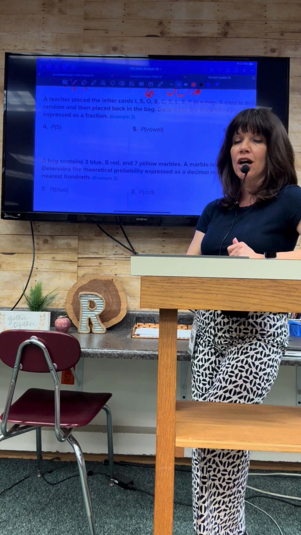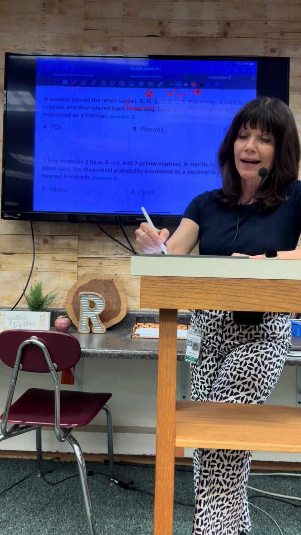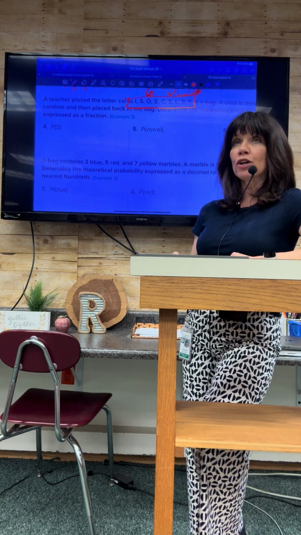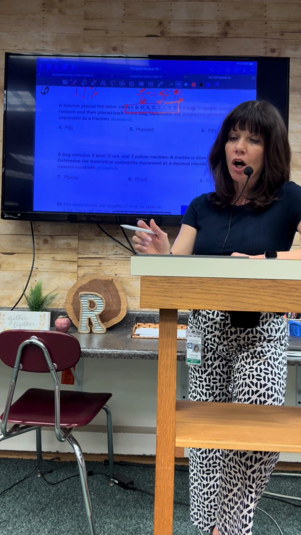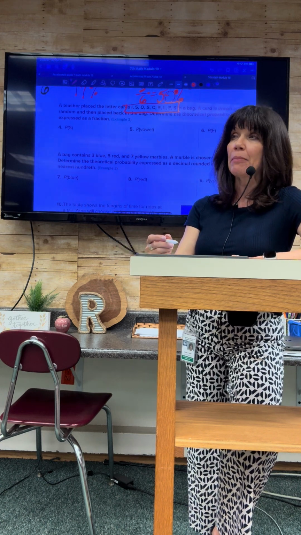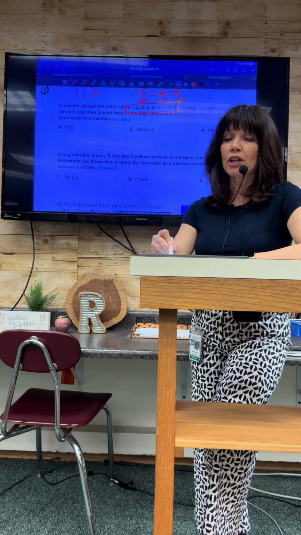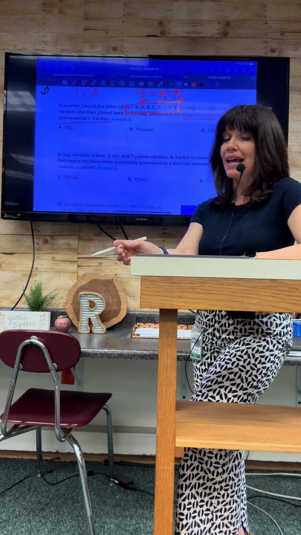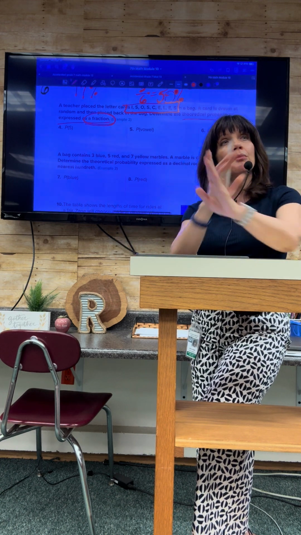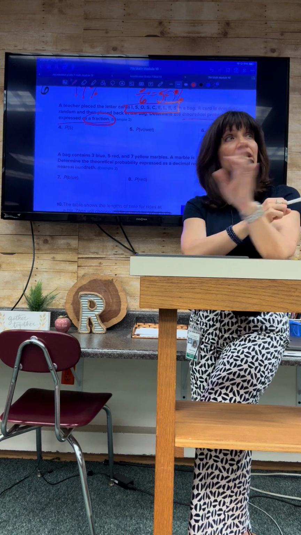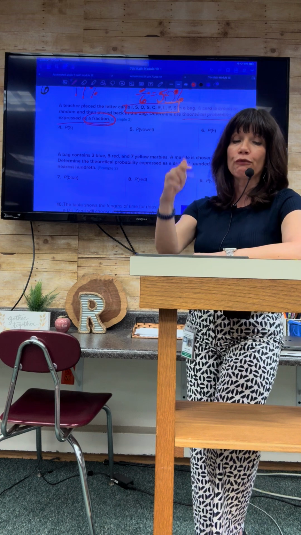A teacher placed the cards ISOSCELES in a bag. It spells what? Isosceles, a triangle where 2 of the sides are exactly what? The same length, congruent. A card is drawn at random and then placed back in the bag. So every time, all of the letters are back in the bag again. Determine the theoretical probability expressed as a what? Fraction. This time, do not multiply by what? 100 at the end. This time, you'll stop when you get it as a simplified fraction.